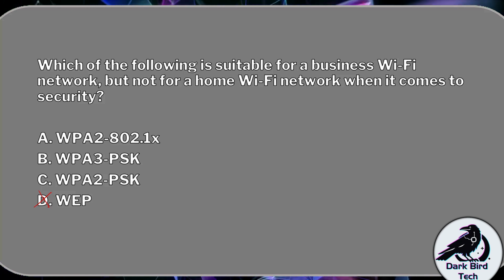Now, we're looking for something that's good for the business, but not great for the home network. Both WPA2 and WPA3 PSK would be good for both home and work, especially home though, because PSK is a pre-shared key, which is that passphrase method of authenticating and encrypting your wireless communications. 802.1x requires a network access control server, such as RADIUS, to require a user to provide a username and their own password to authenticate, connect, and encrypt their communications wirelessly. So this requires a server.